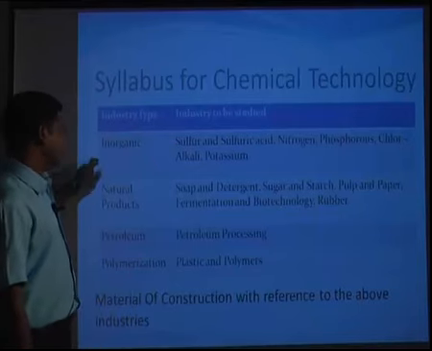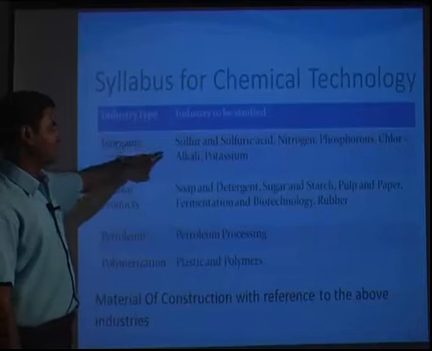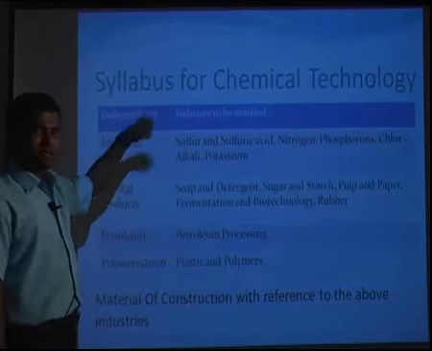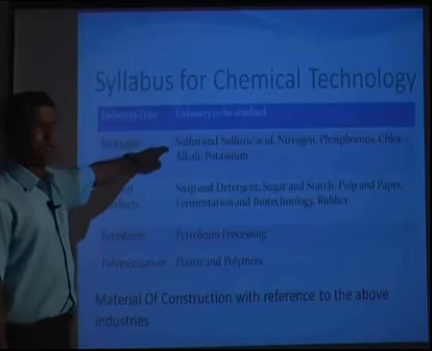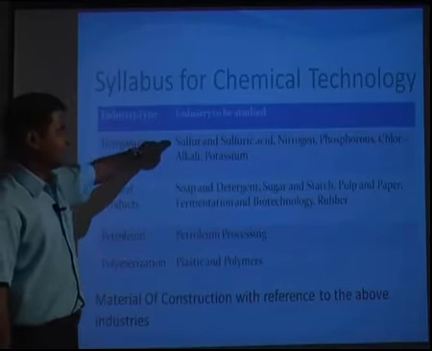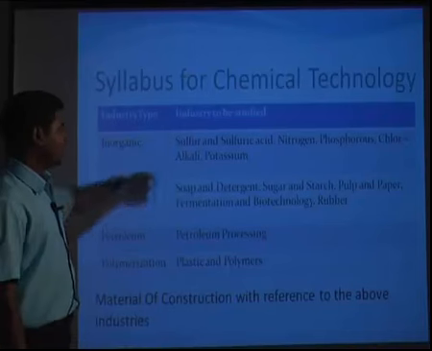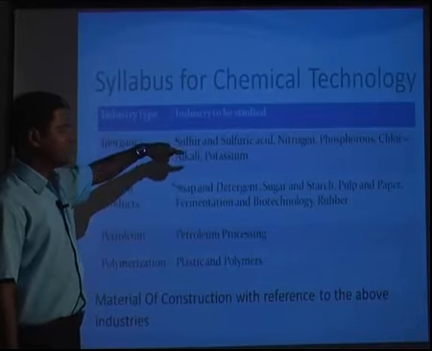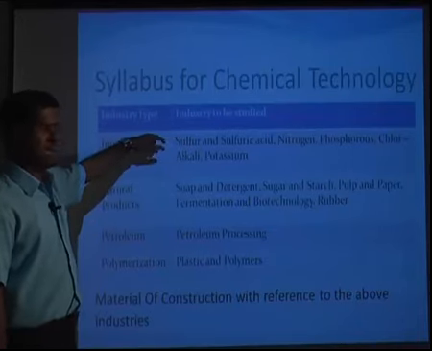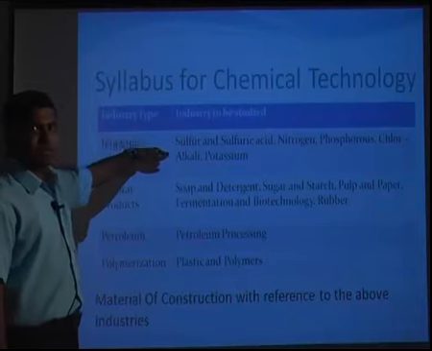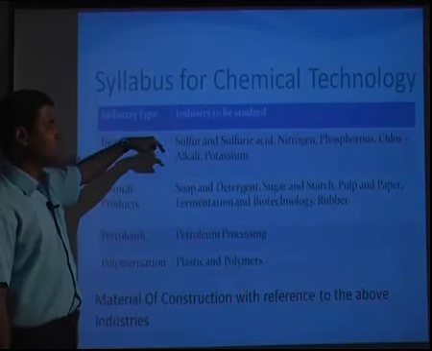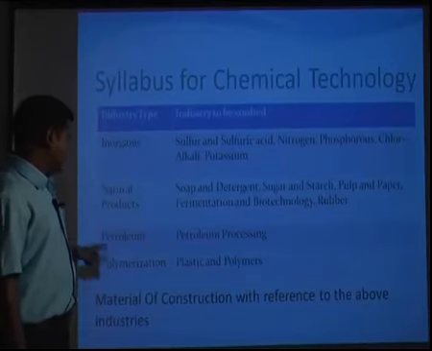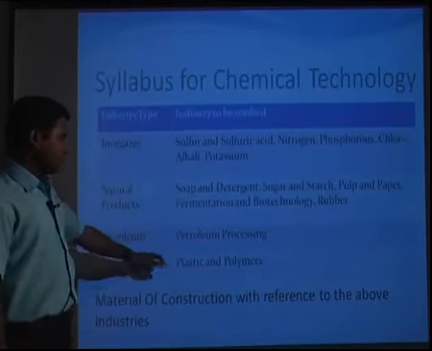Each unit will be dedicated to a certain industry, and in each industry we have to discuss the products under it. If you take the example of sulfur and sulfuric acid, we will learn the products derived from sulfur and sulfuric acid. In the case of nitrogen, we have to discuss ammonia and the nitrophosphates. Similarly, for phosphorus, we will discuss phosphoric acid and so on. Then in polymerization, we will discuss plastics and polymers.